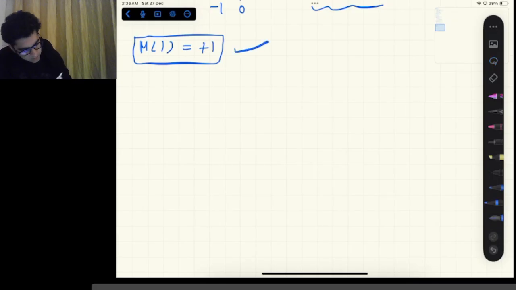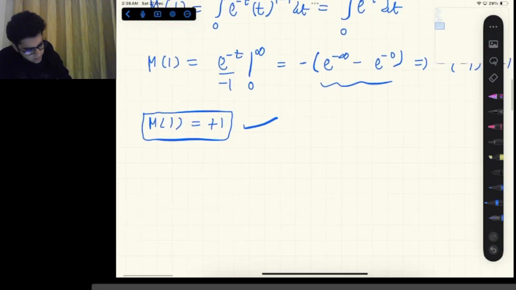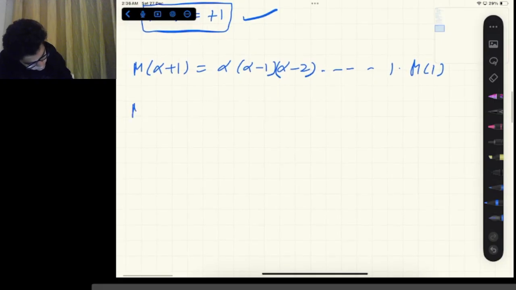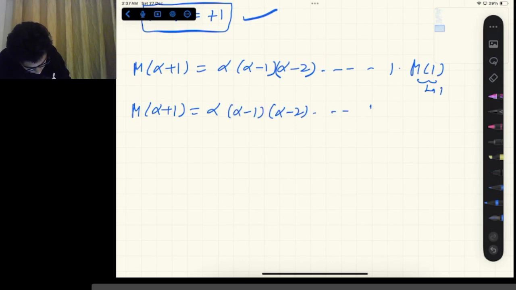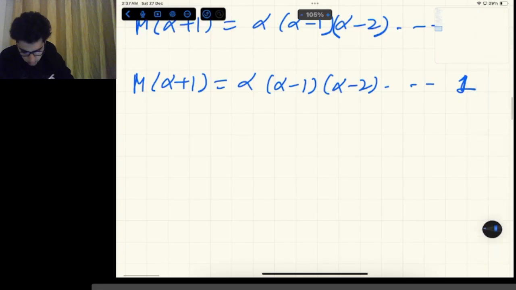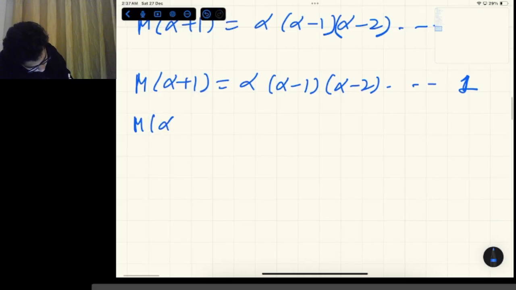So now we have gotten this result. If I just substitute this result in this expression, I'll be getting m of alpha plus 1 as alpha into alpha minus 1 into alpha minus 2 and so on till 1 into m of 1. Now m of 1 is equal to 1. So this becomes alpha into alpha minus 1 into alpha minus 2 till 1. And what does this expression mean? This expression means m of alpha plus 1 is equal to alpha factorial, right?